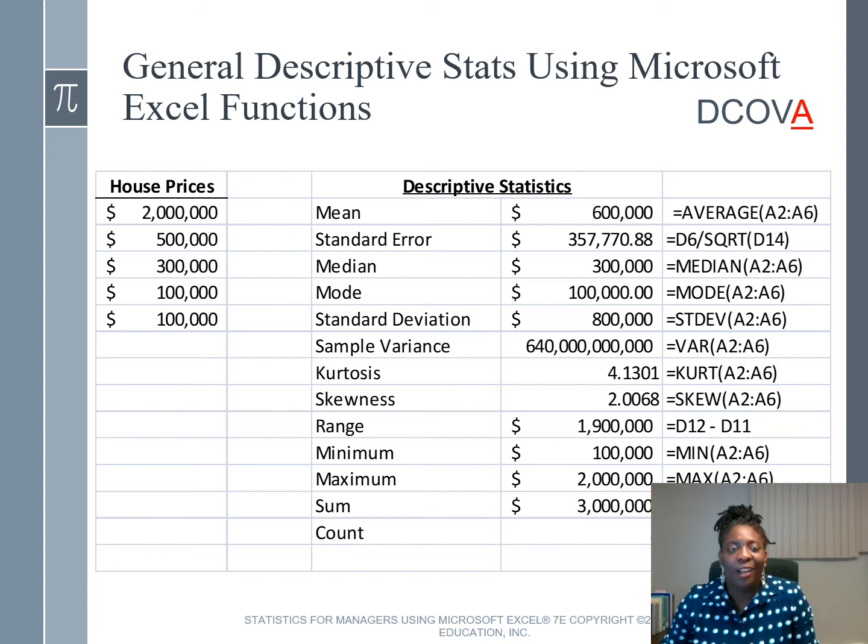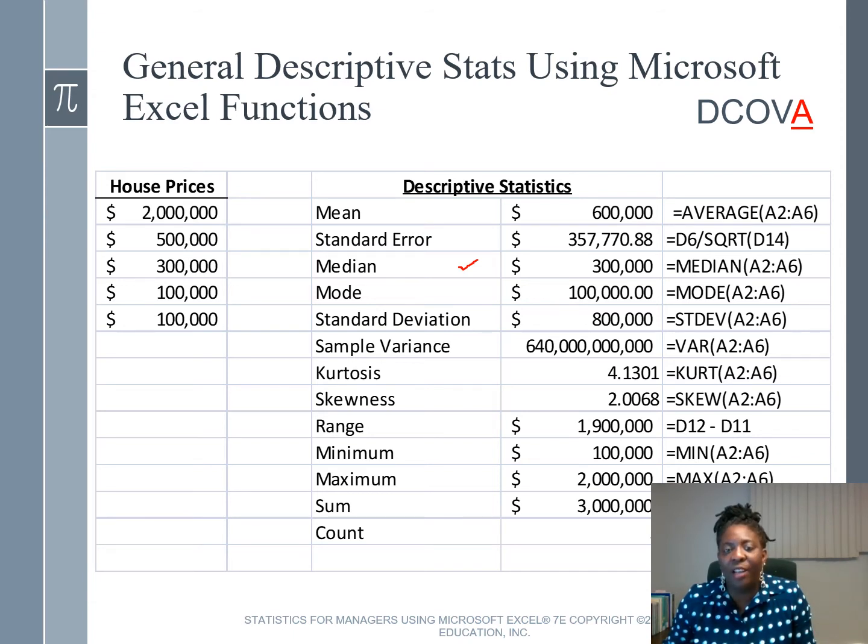Mean is average: equals AVERAGE. You select your data for house prices. You can practice with this page. Take the house prices, calculate the average. It's equal to, select all the data, and you have your average. Ignore standard error for now. It'll all become clear. The median that we've just looked over is equals MEDIAN. Select the data, and Excel tells you what the median is. Mode, same thing, equals MODE.